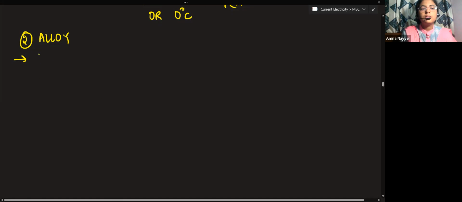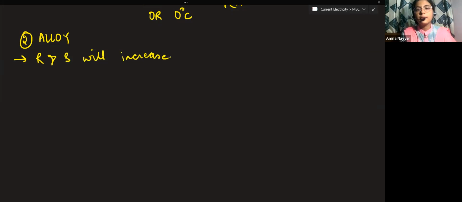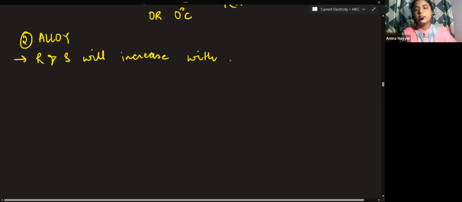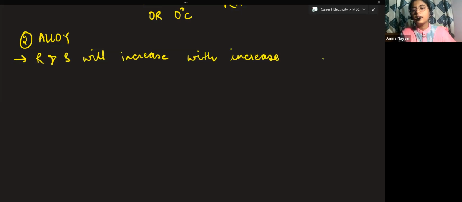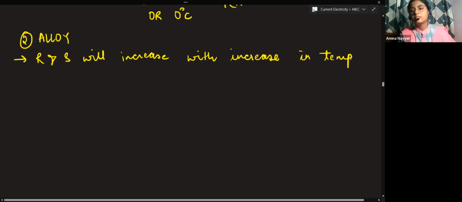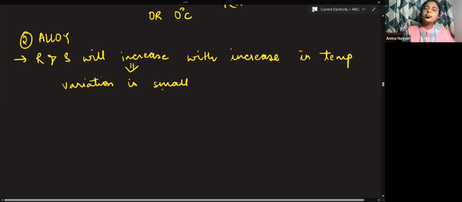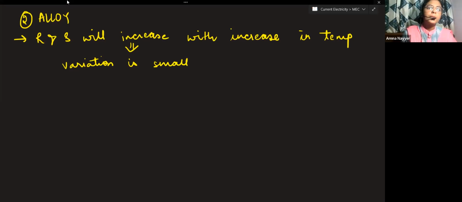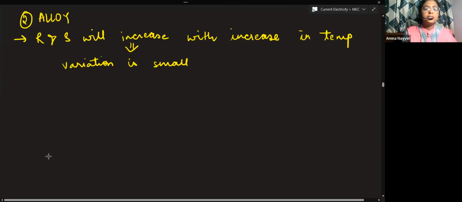So that's the difference. Resistance and resistivity will increase with increase in temperature. The difference is that the variation is small. You can see that by plotting the graph as well. If you plot the graph, you will see both of them increasing.